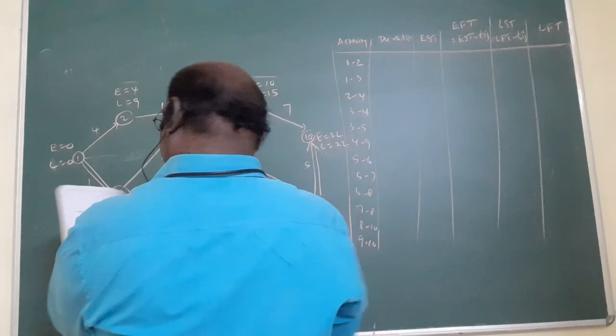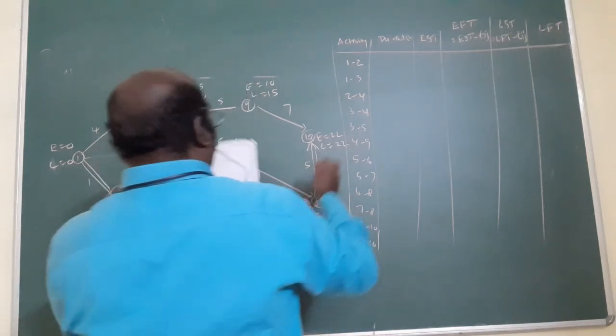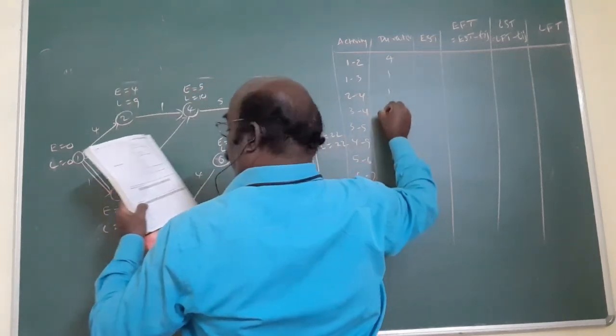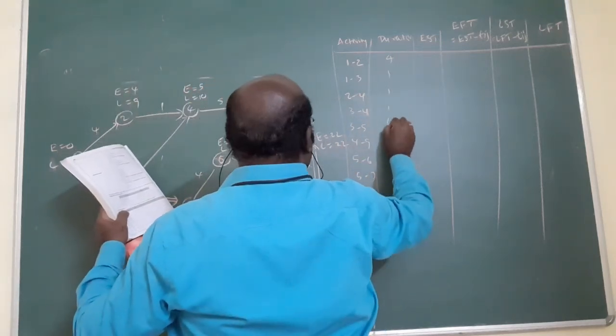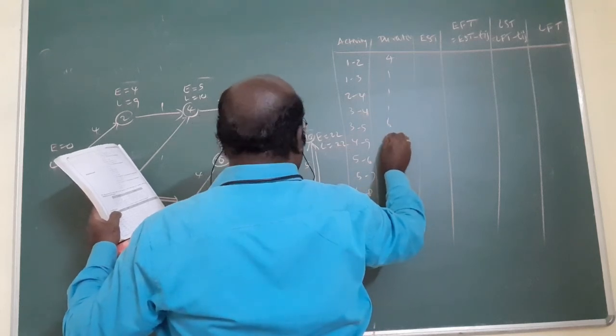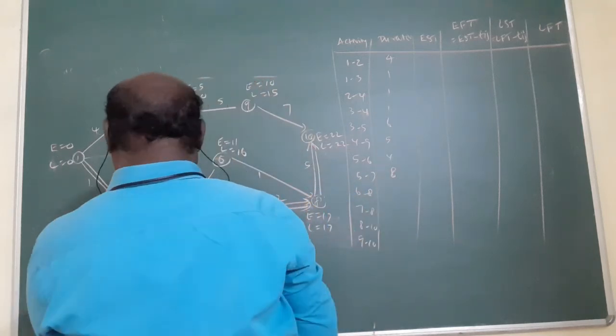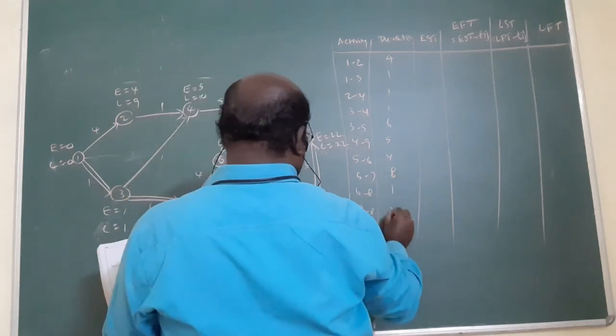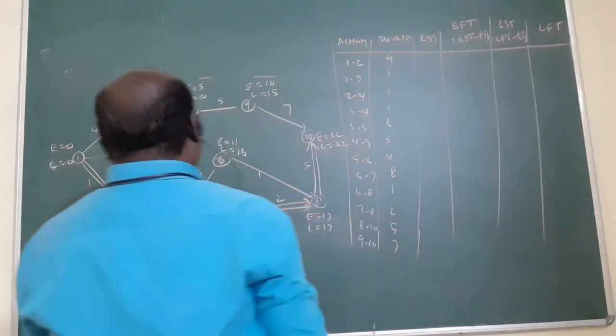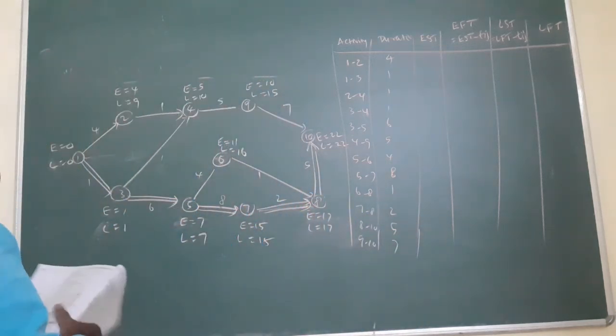What are the given numbers? The durations are 4, 1, 1, 1, 6, 5, 4, 8, 5, 4, 8. Next one is 1, 2, 5, 7. Am I right? Then EST.